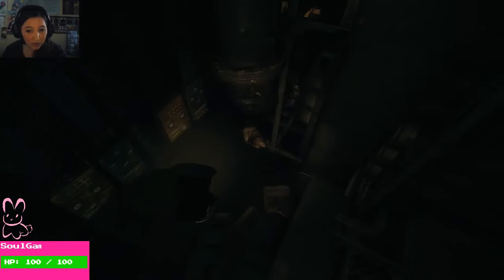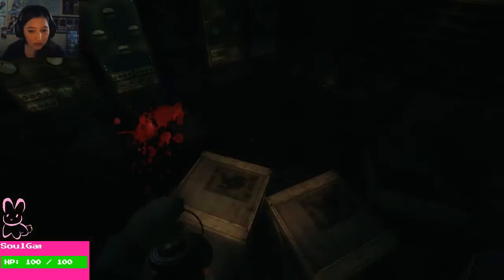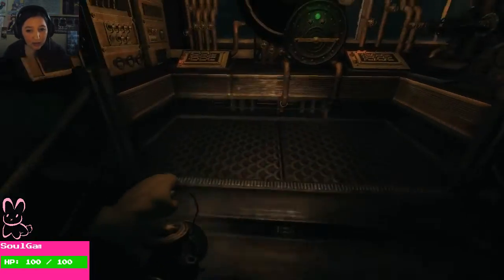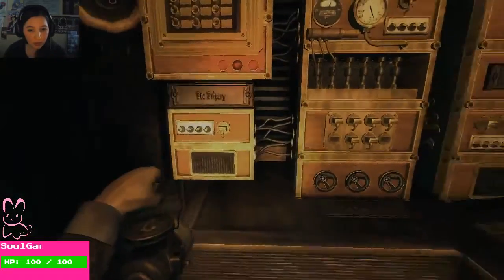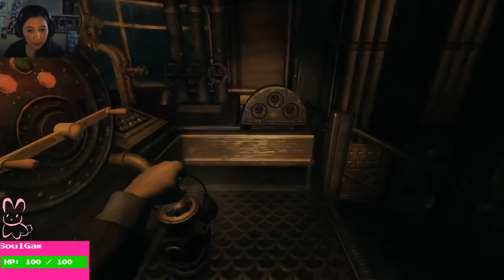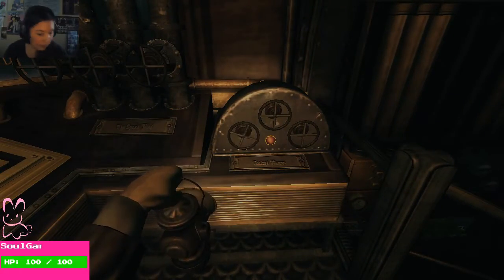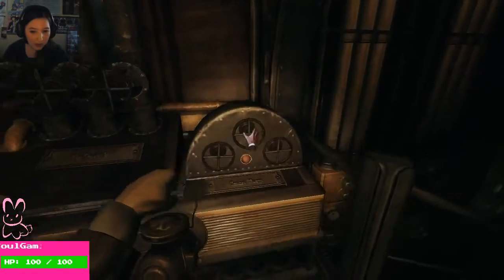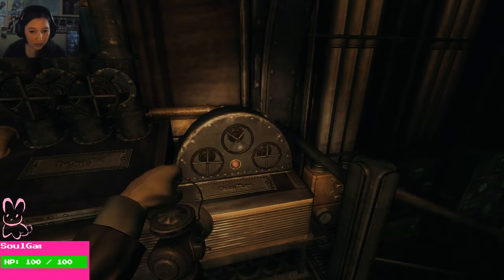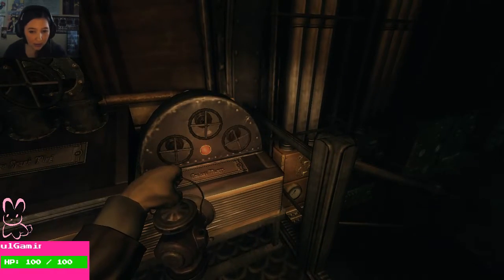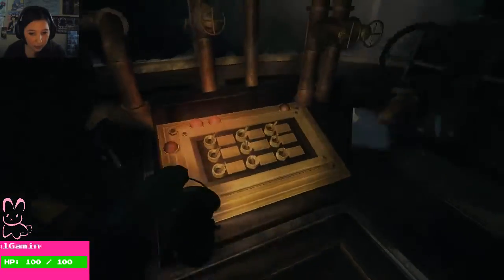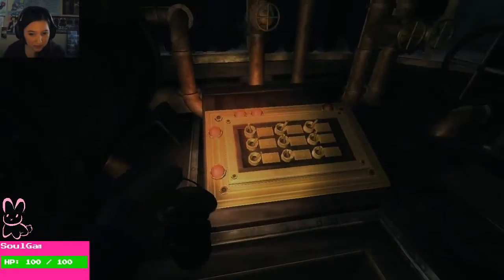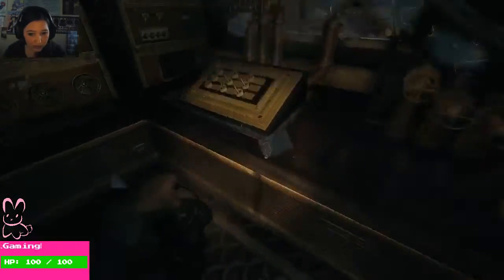Am I supposed to go down there with it electrocuted? Oh. This is less than ideal. Alright. That's probably fine. It's probably fine. Ow. That's probably fine.